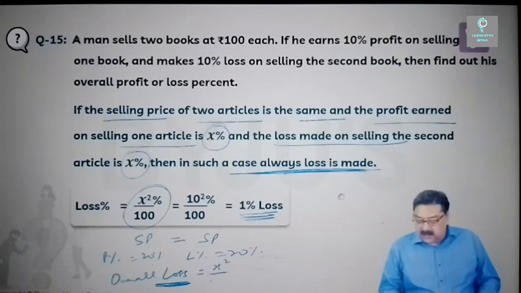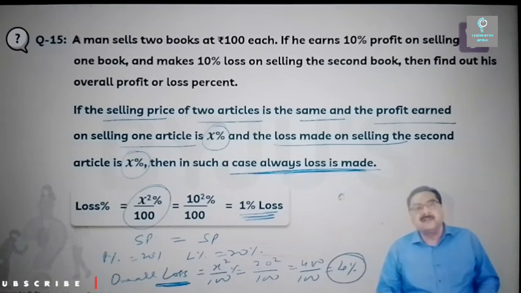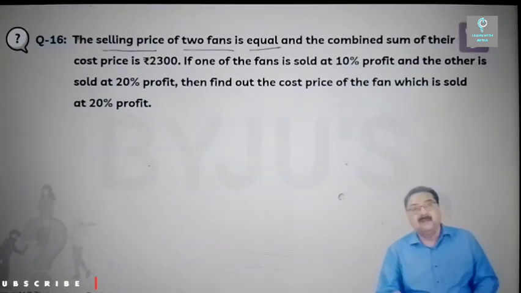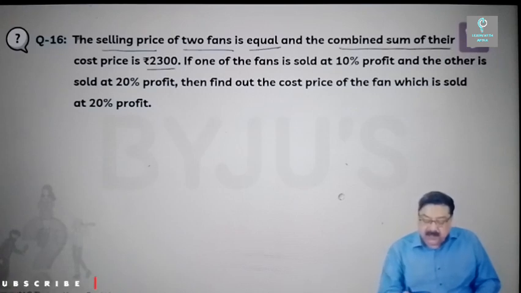And how much is that? X square by 100%? That is 20 square by 100. That is 400 by 100. 4% loss.